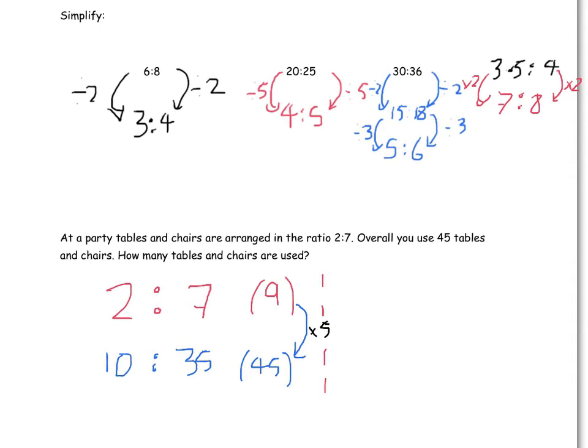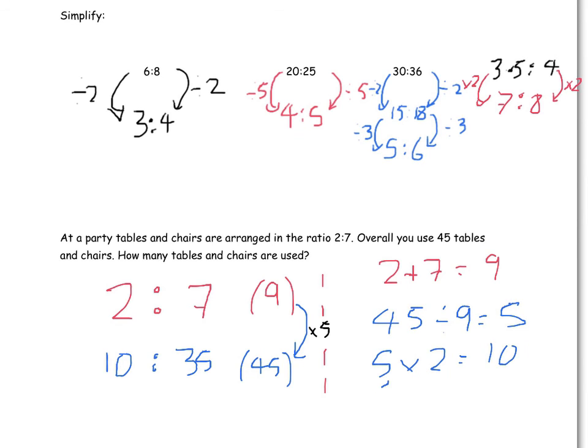Another way is to firstly add up the 2 parts of your ratio. So 2 add 7, which is 9. Then we're going to take our 45 and split it into 9 equal parts to find out what one part would be worth, which is 5. Then we're going to do 5 times 2, which is 10 tables, and 5 times 7, which is 35 chairs. So there's 2 ways there for getting exactly the same answer. It doesn't matter which way you use.